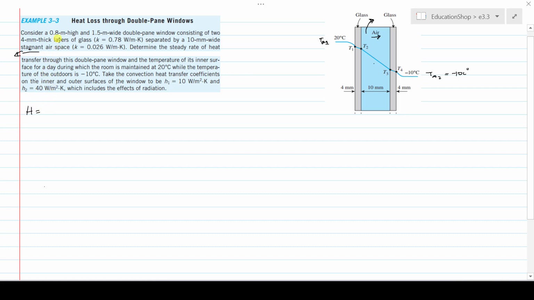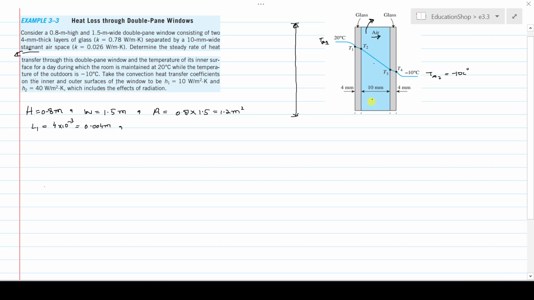First thing given is the height of the window, 0.8 meter, and the width of the window is 1.5 meter. Then the surface area for this double pane window will be 0.8 times 1.5, and you will get the area. The thickness of the first layer is L1, that is 4 mm, convert into meter, multiply with 10 to the power -3, and you will get 0.004 meter.